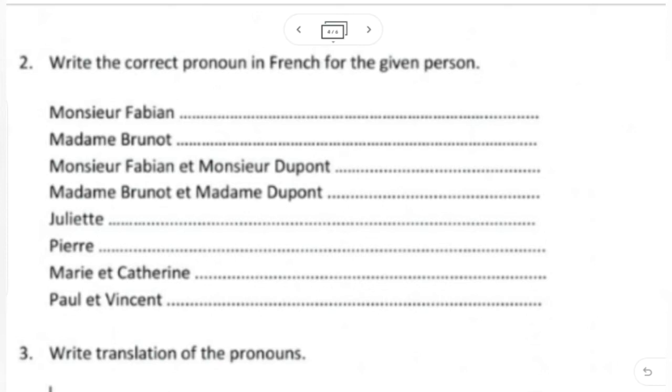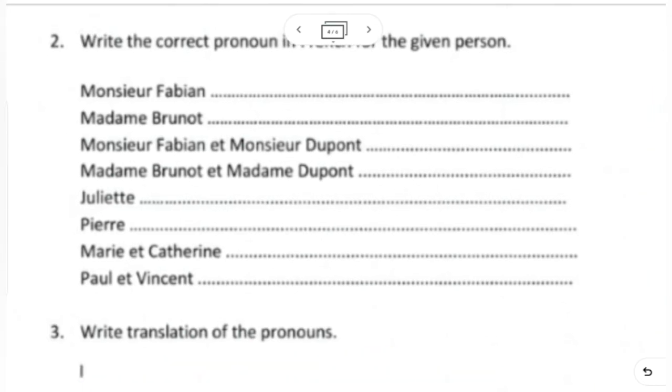So Monsieur Febin is what? Monsieur means sir. So that means as a masculine singular, we'll be using il. Okay? I hope you're understanding. It's il. Then Madame Bruno. Madame means Miss. Madame Bruno, that is what? Miss Bruno. So for that purpose, we'll be using ELLE.